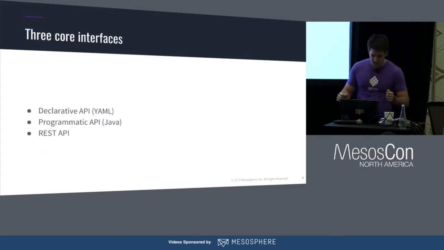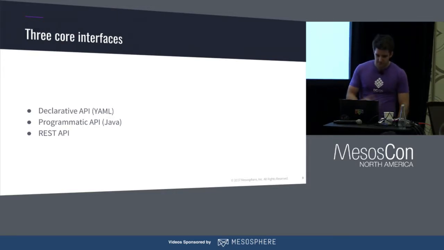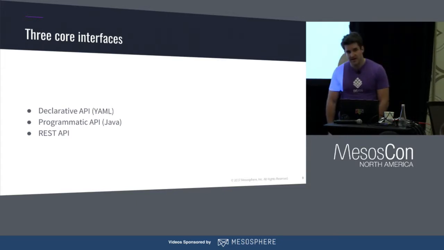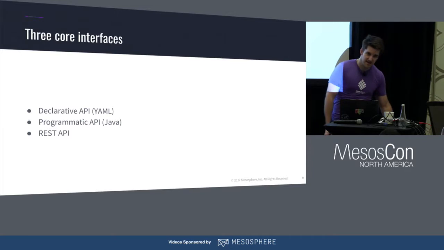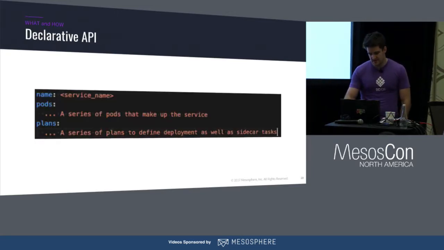Okay, so what is the SDK ultimately? Essentially the SDK has three core interfaces. There are two programming time interfaces, the declarative API and the programmatic API. The declarative API is in YAML, the programmatic API is in Java, and then at runtime you have the REST API for interacting with the service.